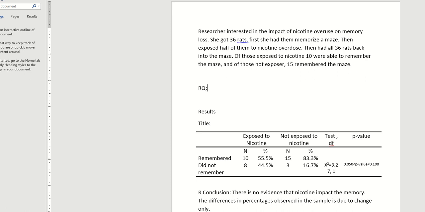Whatever you decide on how you're going to write it up, you need to write your research question in such a way that you're going to mention the nicotine exposure, okay, because this is your grouping variable, this is your exposure variable, your independent variable, and you're going to also mention memory, whether they remember or not, because this is your outcome variable, okay?